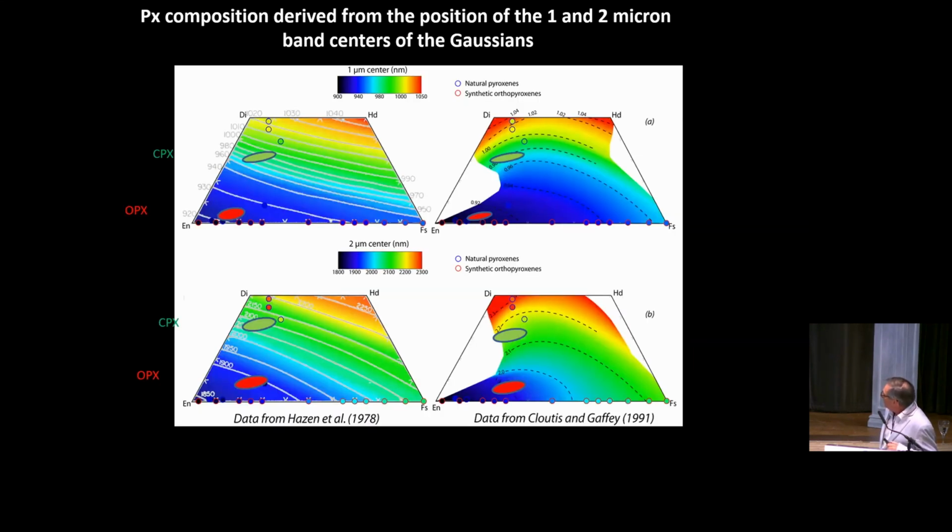If I replot this in the pyroxene quadrilaterals, with on the left side the Hazen et al. solution 1978, and on the right Cloutis and Gaffey 1991, you see where the ellipses land in this diagram, and it's more or less in the augite field. On the quadrilateral, on the left you have the diopside, on the right hedenbergite, ferrosilite at the bottom right, and enstatite on the left.